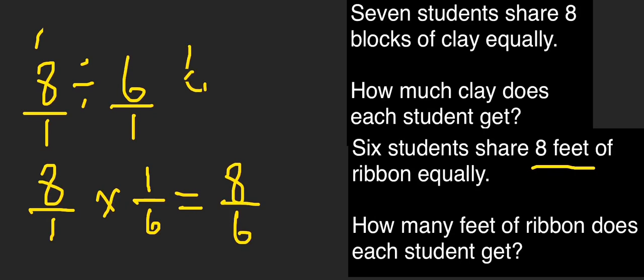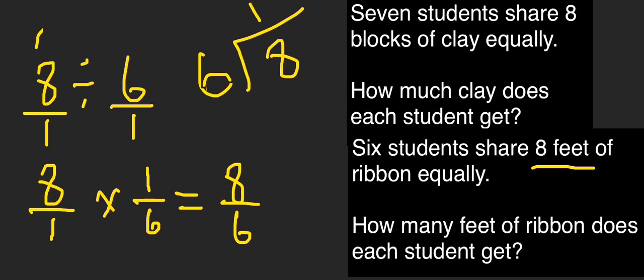Entonces tenemos que dividir 6 entre 8. ¿Y cuántos 6 caben en 8? Bueno, hay 1. Y al restar me quedan 2. So, cuando escribo el número mixto, when I write my mixed number from the improper fraction, me da 1 entero y 2 de 6.